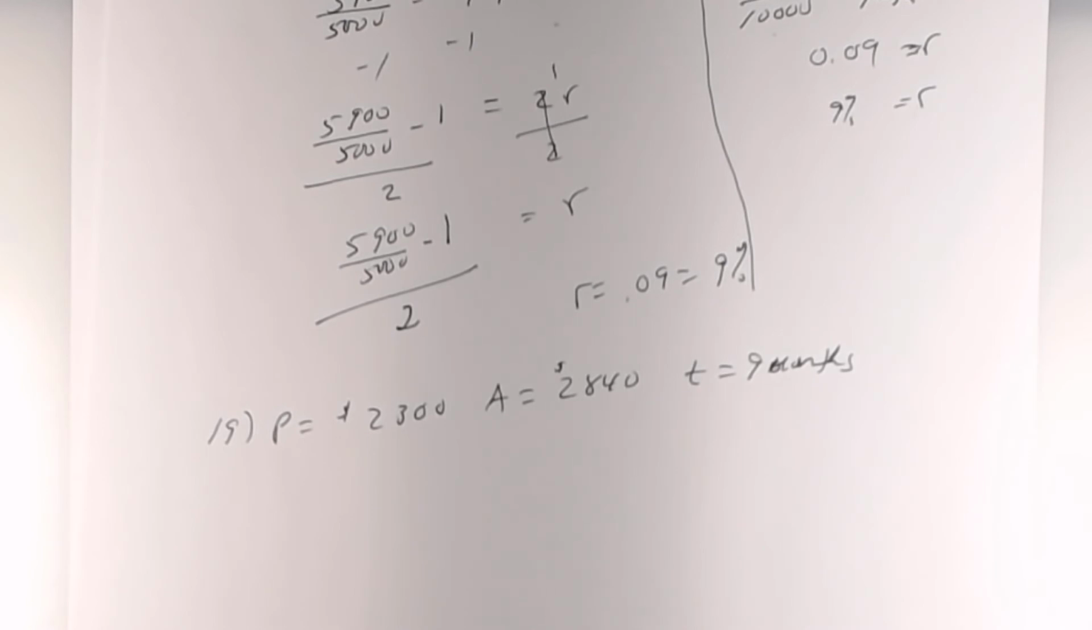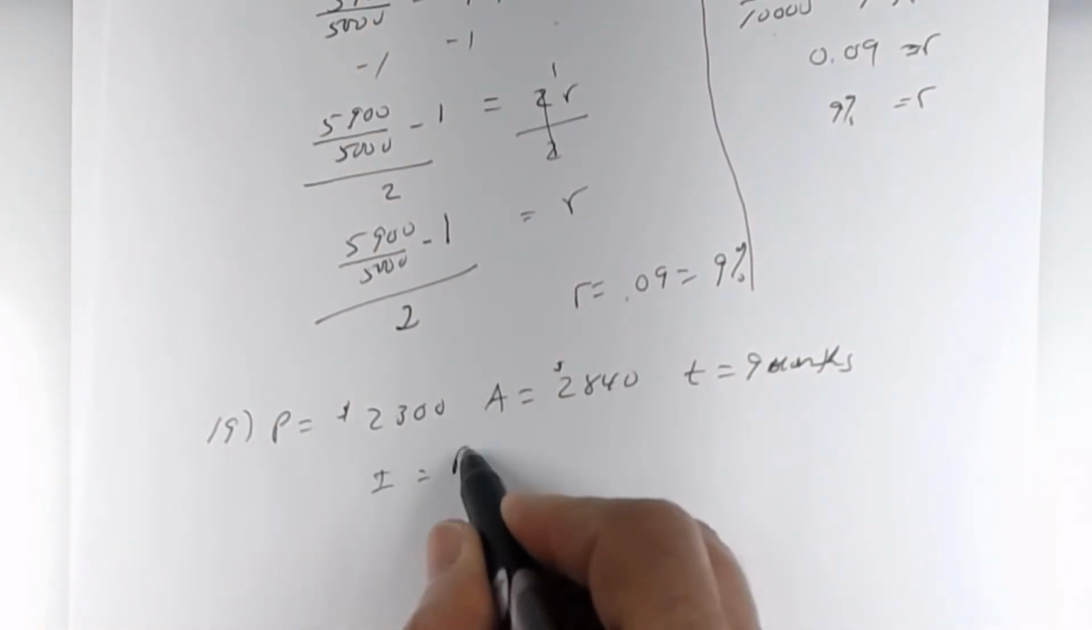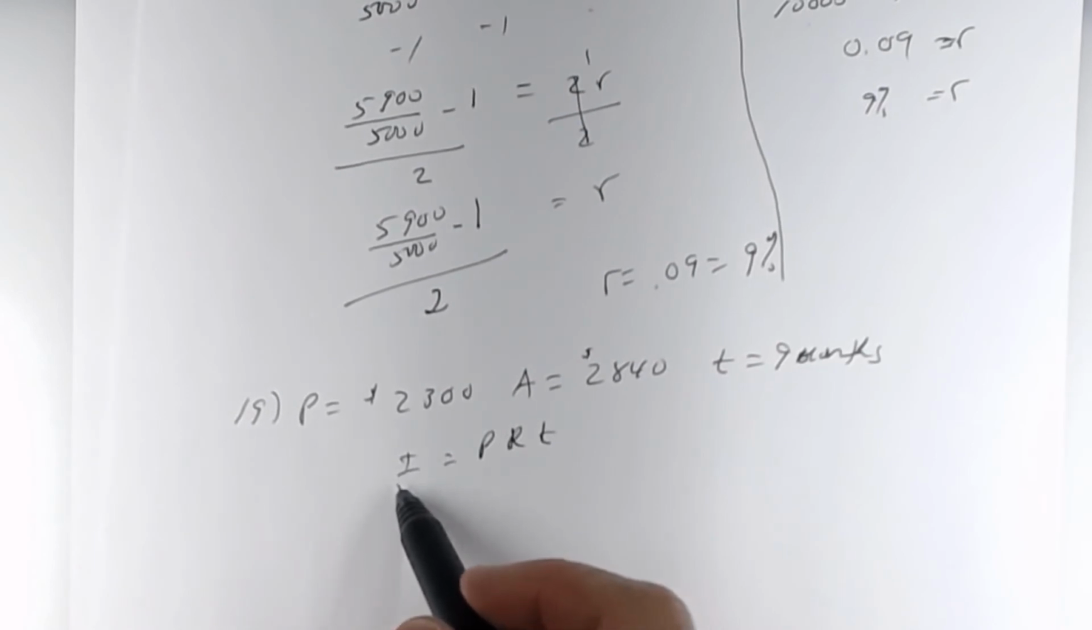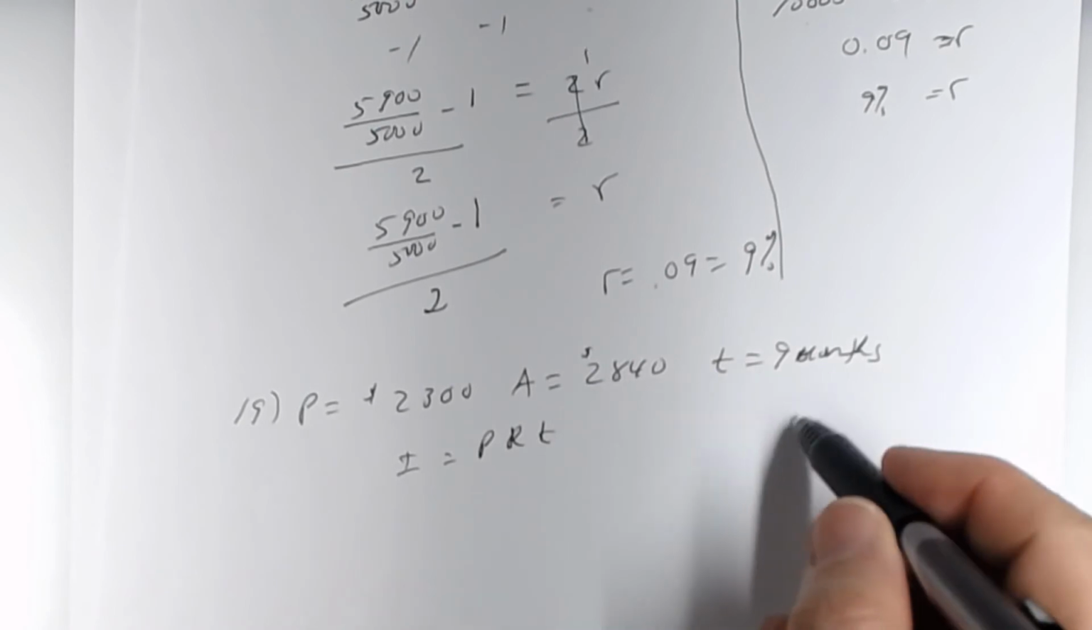Okay, let's use the more intuitive idea. Interest equals principal times rate times time. Simple interest. That's what we're dealing with. Okay, what's the interest in this case? Use your calculator if you need to. So you're going to find the interest.